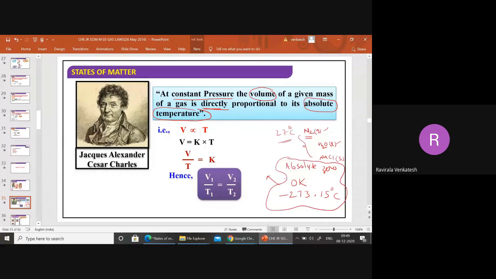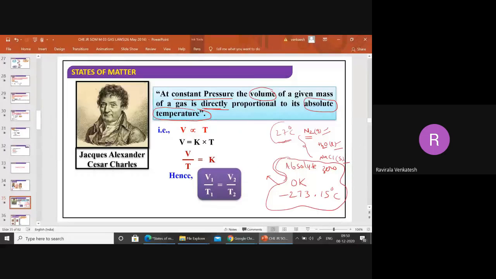Now what is the use of this absolute zero temperature? At this temperature, no gas exists. At 27 degrees Celsius, some are gases, some are liquid, some are solid. But at 0 Kelvin temperature, you cannot write gas, you cannot write liquid, you can write only solids. No gas exists.